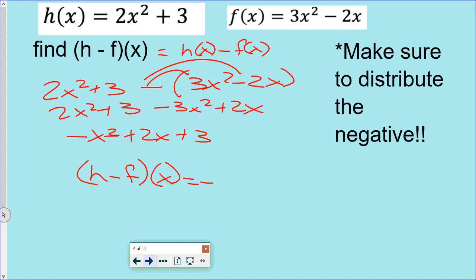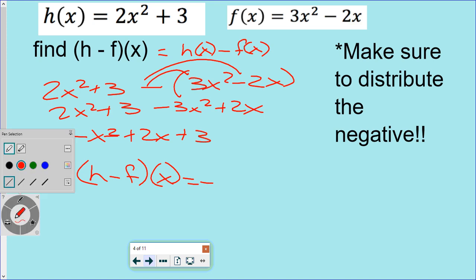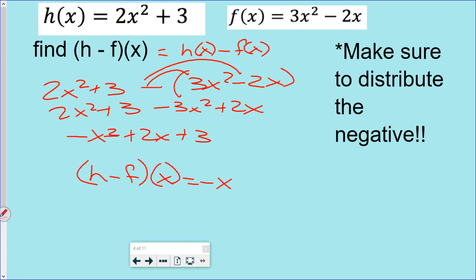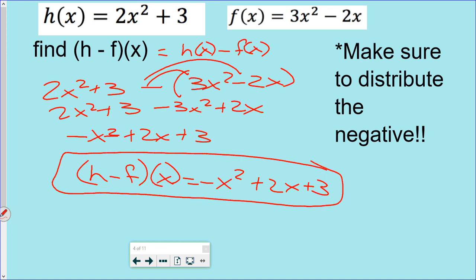Where's my? Here it is. All right, so you get negative x squared plus 2x plus 3. Not too shabby? Nope. Why don't you guys go ahead and do the next one on your own?